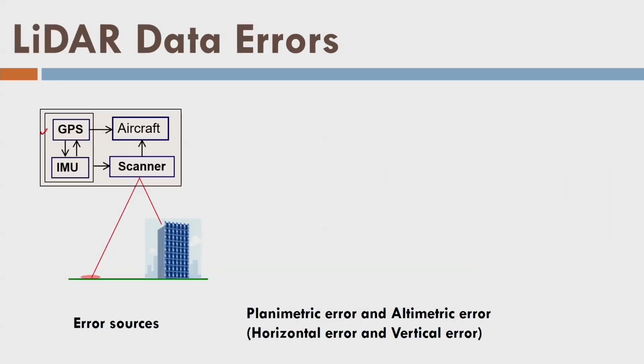Let us see how to use this equation to determine the errors of the lidar data. We know that there is a GPS, there is an IMU, there is an aircraft, and there is a scanner, and all four elements of the airborne data acquisition are contributing errors to the laser point data.